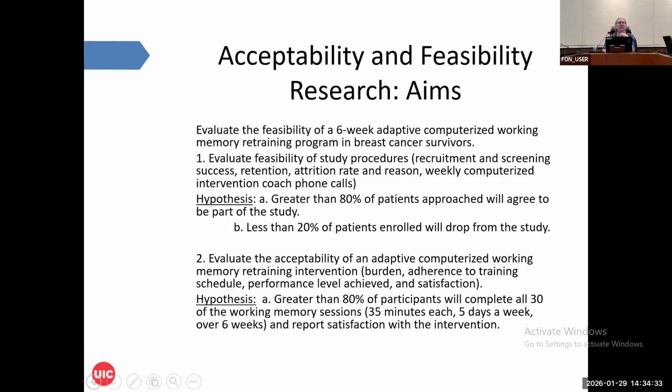Because acceptability, feasibility is a much smaller sample size, and you're really looking at just, can you do this, which is the feasibility, and acceptability is, are the patients going to be okay with this study? So the research questions are a little bit different. Thank you. Good question.